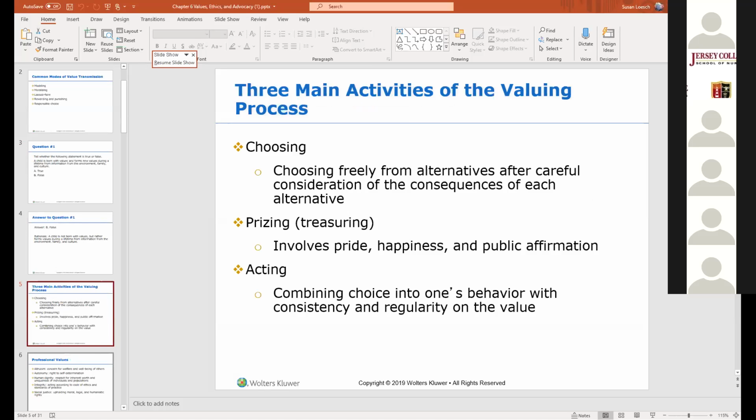Three main activities of the valuing process. Okay, choosing. That means that you're able to freely choose. Treasuring. This is pride and happiness, and you announce, this is what I choose. And then acting, where you take your choice and you actually incorporate that into your behavior on a routine basis. All right. So you routinely value this. It's not like, oh, I'm here for a week, so I'm going to act like this for a week, and then next week I'll act differently.